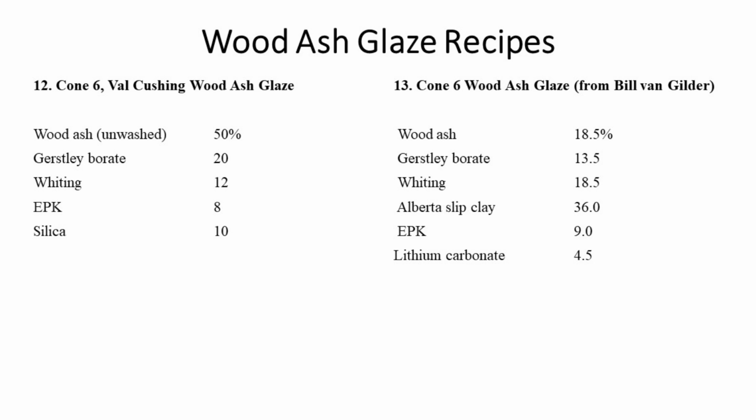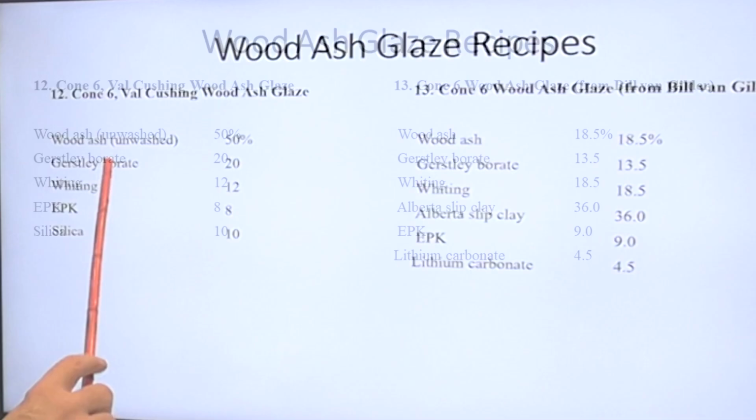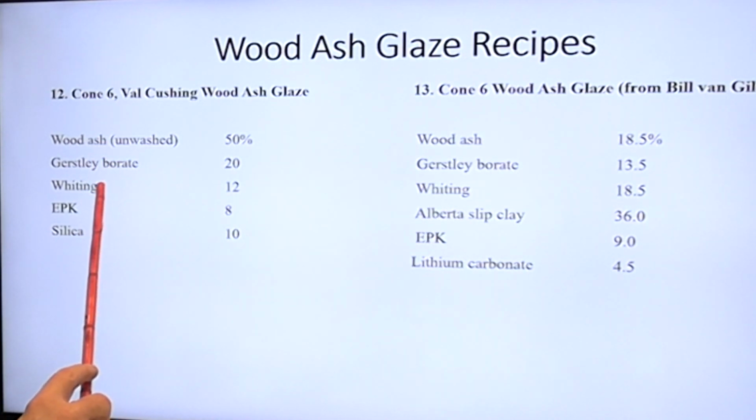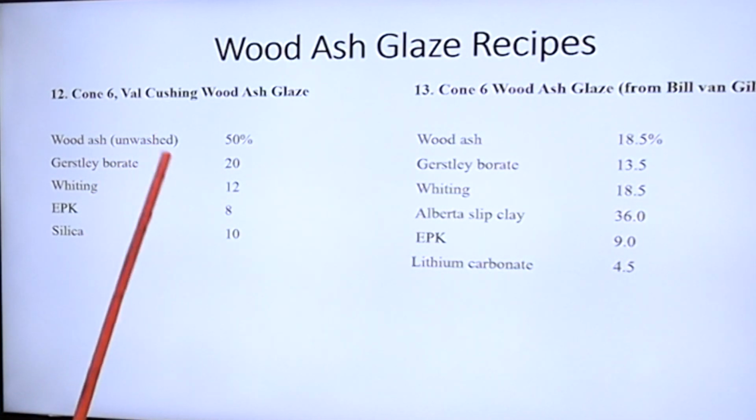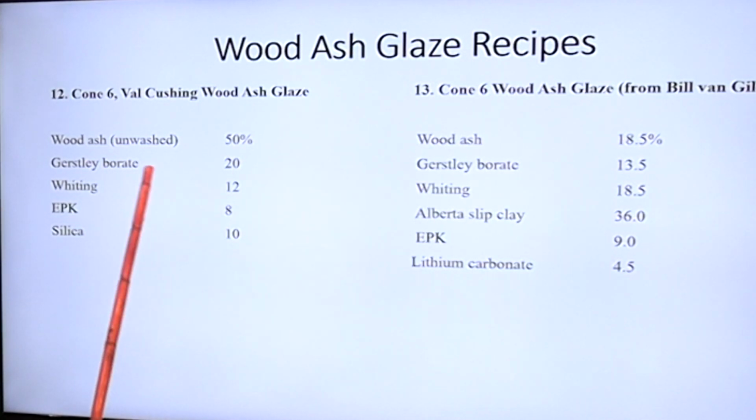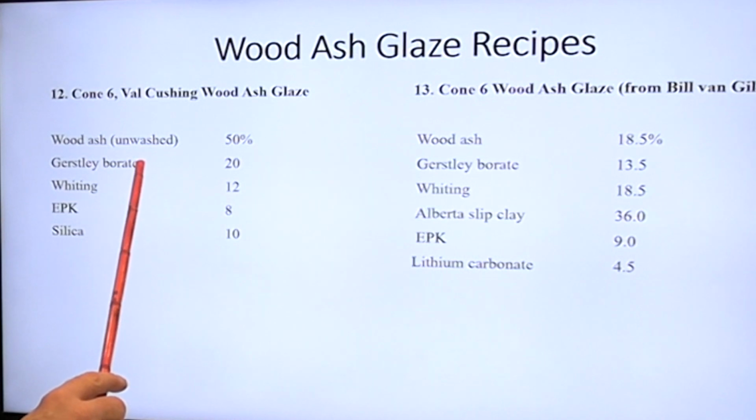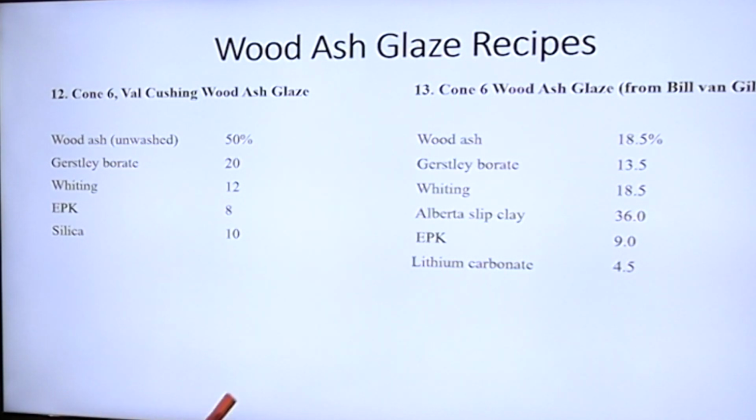Okay, and here now we've gone down to cone 6, so we've got wood ash, Gerstley borate, whiting, EPK, and silica. One of the giveaways that these are more likely cone 6 is the Gerstley borate, because Gerstley borate, we know, is a flux that's used in cone 6 and even earthenware recipes. So when I see this much of this kind of a flux, it means I'm trying to force it to melt at a lower temperature.